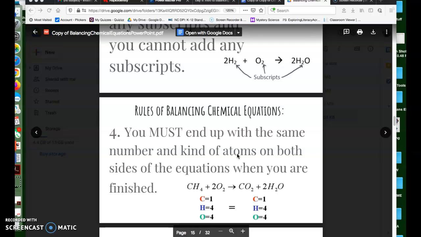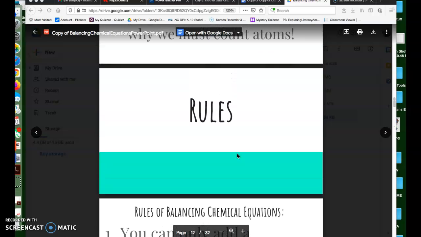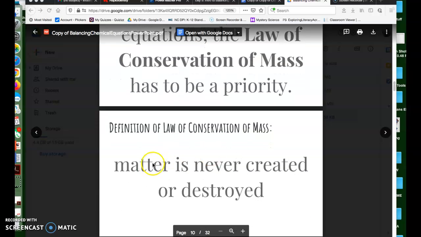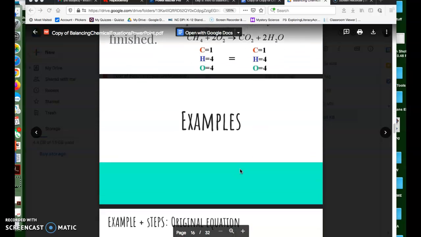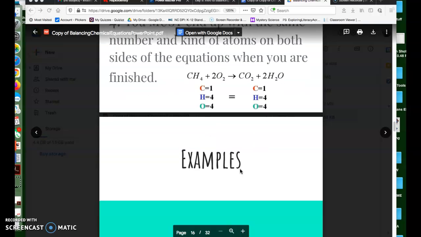When you're finished, that means my products must equal my reactants, because as the law of conservation of mass states, matter is never created or destroyed. That means when there's a chemical reaction taking place, what's present before is going to be present at the end, although we do know a new substance is going to be formed, so they'll be present in a different way. So here's how we actually do that.